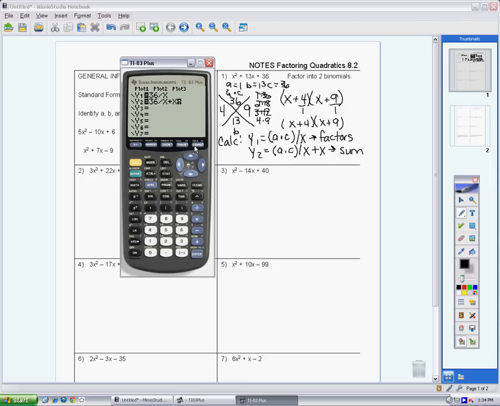So I want to look at the table, so I'm going to go to second graph and look at the table, and these are all the factors of 36. Okay, and you want to look at all the ones that are whole numbers. And then you want to look here, because here's the sum. These add up to 37, these add up to 15. Oh, here's the one that adds up to 13, which is the one that we need. So that tells us my factors are 4 and 9.